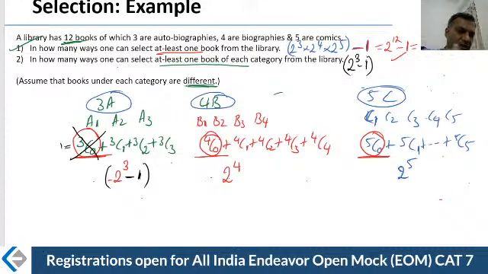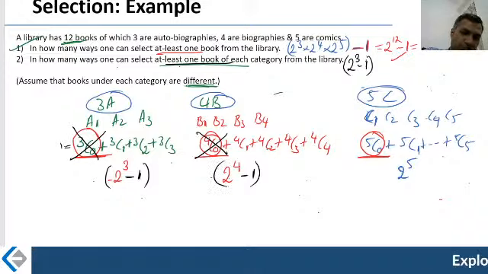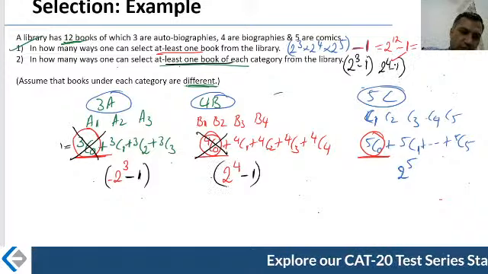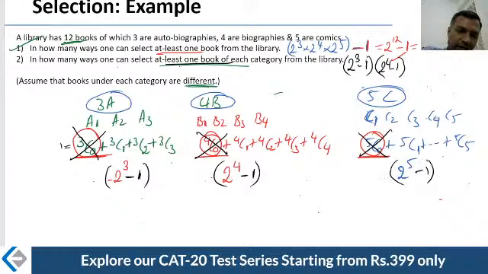That is the number of decisions made against the 3 autobiography books. What about here? 4C0 is knocked out. Why? Because at least one book of each category you should select. Therefore 2 power 4 minus 1. How about here? 5C0 is knocked out. Therefore 2 power 5 minus 1. So here it is 7 into 15 into 31. We can do that product, and that becomes your answer.